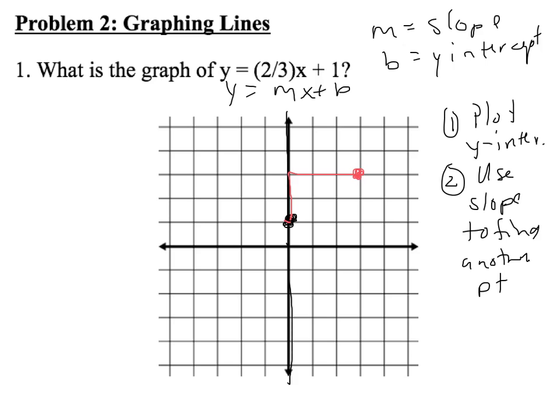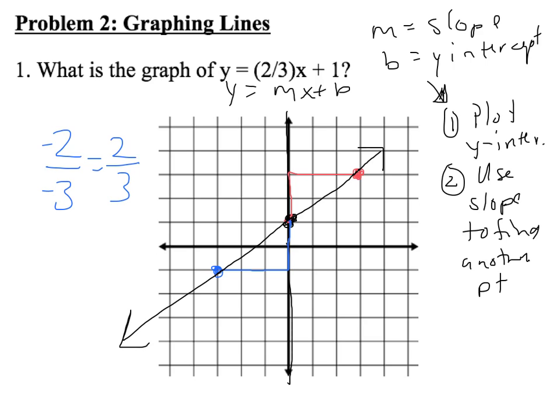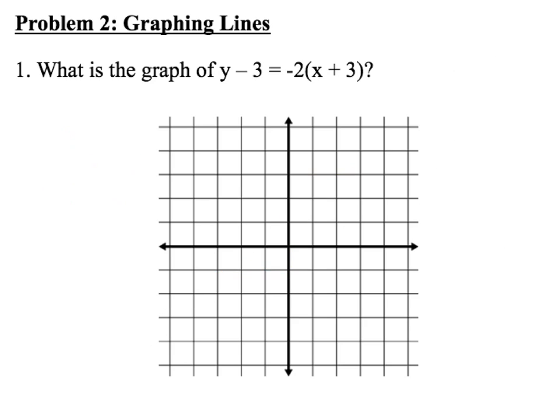You only need 2 points. However, you could do 3 points if you wish. I could also say that negative 2 over negative 3 is the same thing as 2 over 3. So from this point, I'm going to go down 2 and over 3, and that would be a third point that I could use. So now I have points, and I connect those points, and here I have graphed my equation, again by plotting the y-intercept first, and then using my slope to find my second point.